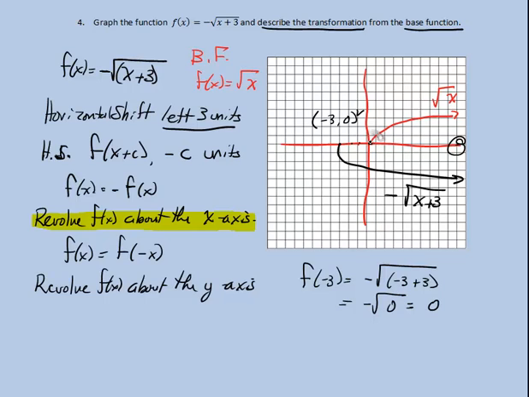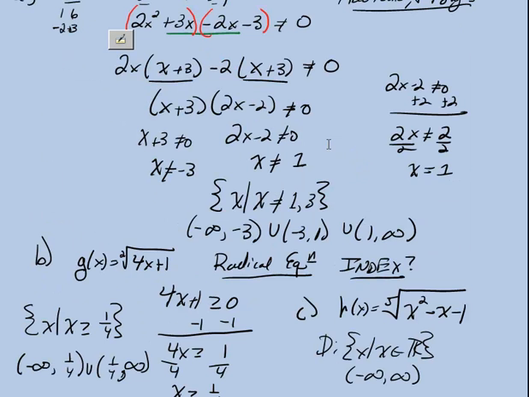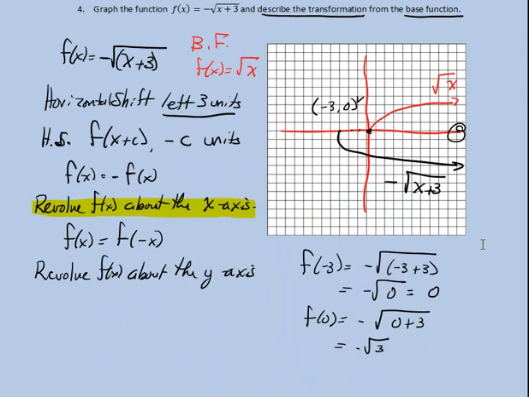We also know that at 0, this function should exist. It should exist somewhere down here. So let's go ahead and find f of 0. Finding f of 0, we're going to have negative square root of 0 plus 3. This just gives us negative square root of 3. And we see here that we fall somewhere down. It doesn't have to be perfect. This has to be a generalized graph that we're going to be down negative square root of 3 units.